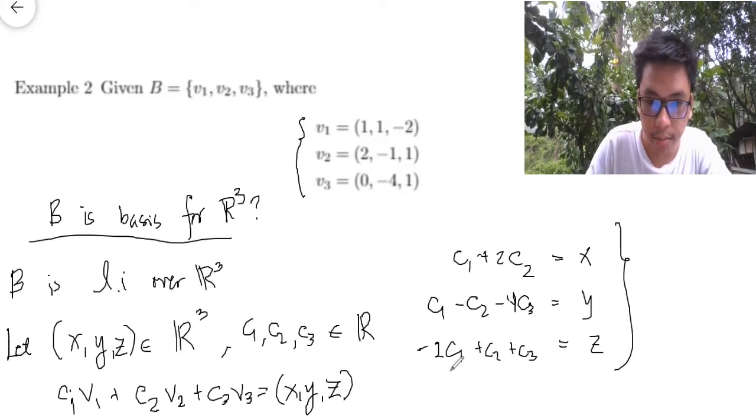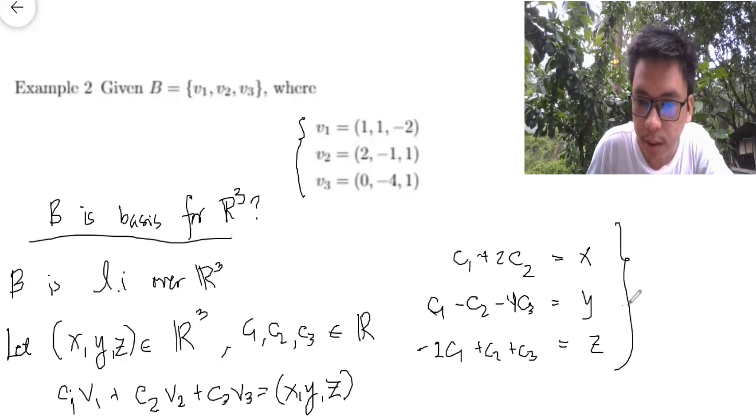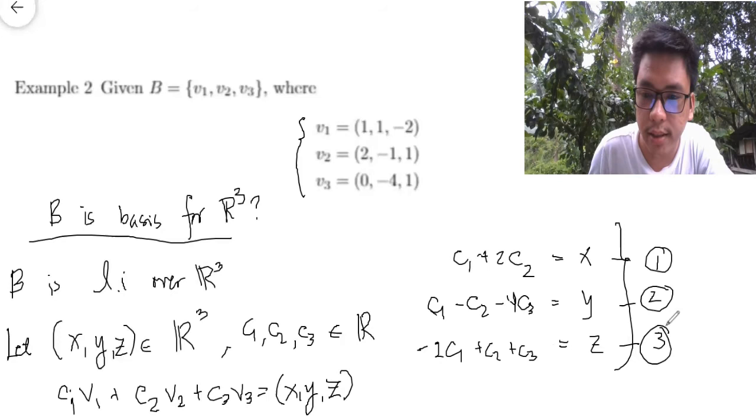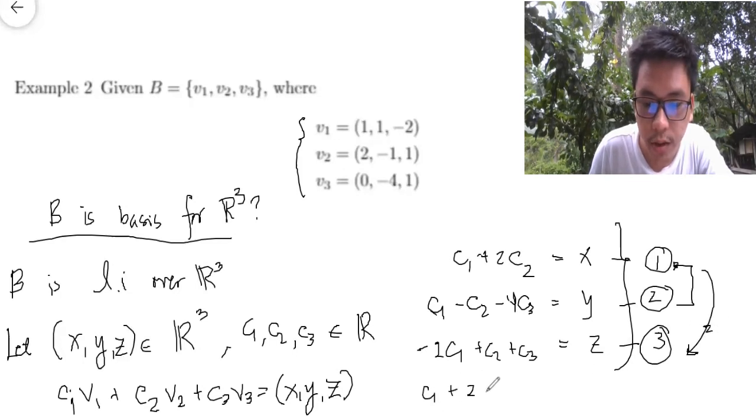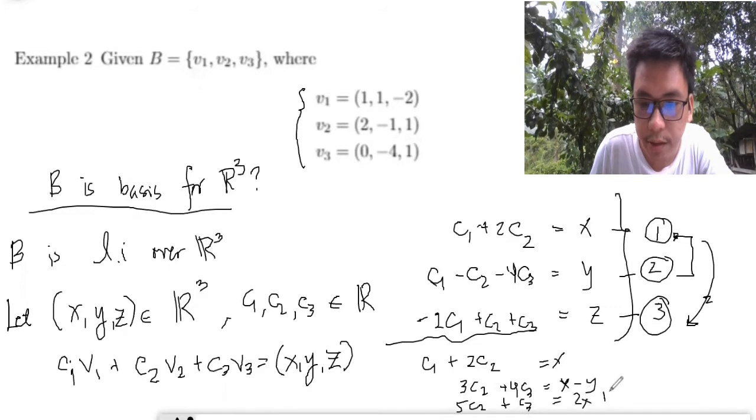Now for that, you have the system of linear equations. So what would I have to do with this? Assuming this is the first equation, this is the second equation, and this is the third equation, if I subtract the second equation from the first, and then add twice the first to the third, I would get a new set of equations: 3c2 plus 4c3 equals x minus y, and 5c2 plus c3 equals 2x plus z.